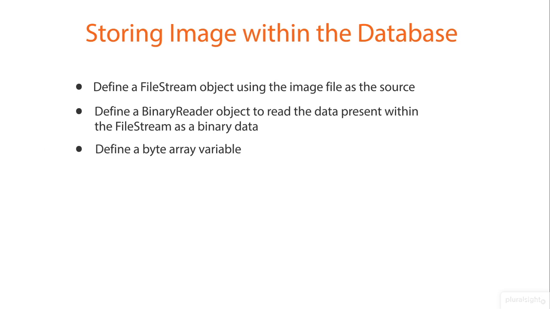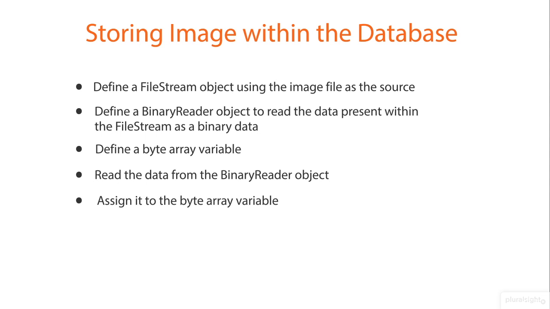Define a byte array variable. Read the data from the BinaryReader object and assign it to the byte array variable. Once the image file content is converted to the byte array, we can use either the ADO.NET connection-oriented or disconnected model to store the data to the database.